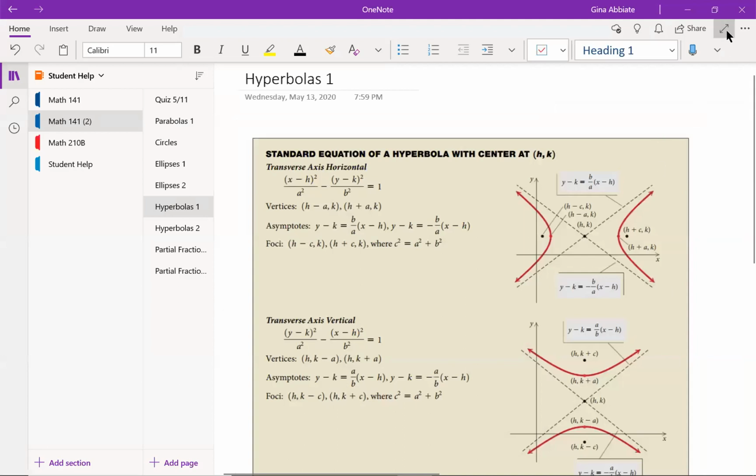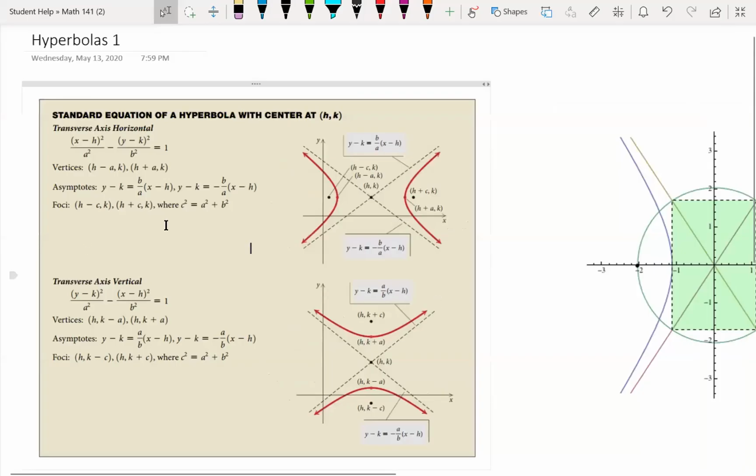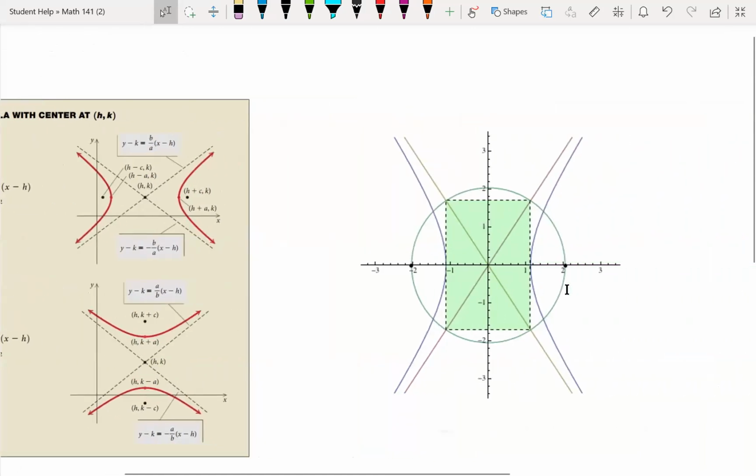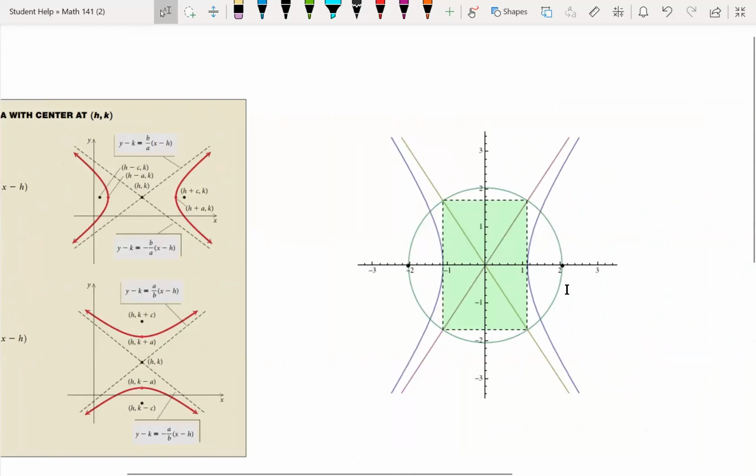All right. Now, going back to our examples here. The other thing that we need to talk about is this Pythagorean identity, c squared equals a squared plus b squared. So I have this second picture over here on the right. What they've done is taken a hyperbola. The two vertices are here.